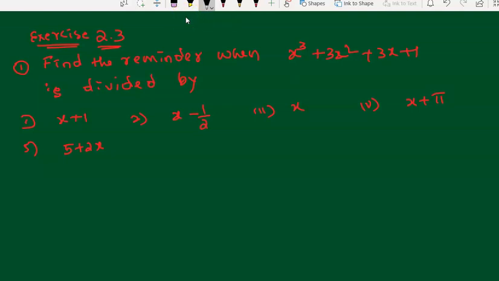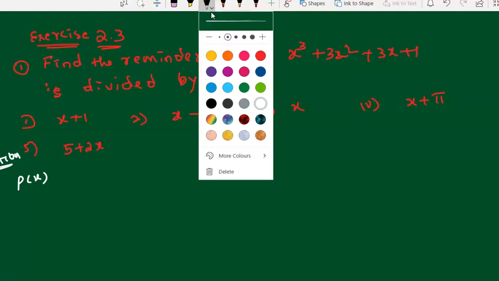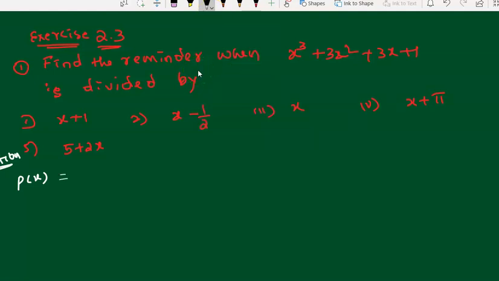Let's begin, guys. Here, simple. What is the polynomial they have given? Yes, p of x. Solution here. They have given x cube plus 3x square plus 3x plus 1. This is the polynomial, and in the first question they are asking you to divide this polynomial by x plus 1. Okay, you have to find the remainder.